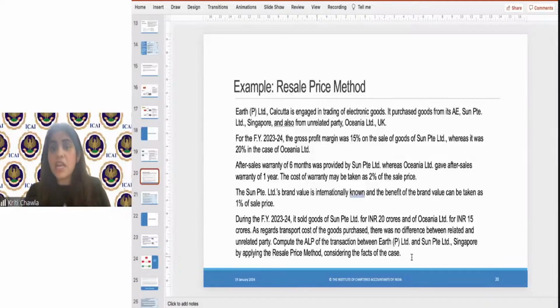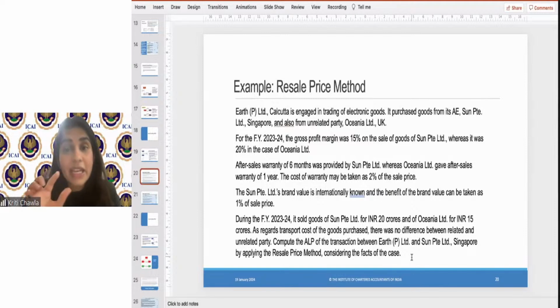particular case. Now we have to apply the resale price method, obviously, because this is a situation of trading companies, and we'll have to make some adjustments also. But first thing that we know is that our margin is 15%. And the comparable margin is 20%. That basically means that our margin should also have been 20% because there are comparable companies in the industry that are also earning 20%. So the ALP should have been 20%. But we need to make some adjustments because the question asks for adjustments also. So let's see how we're going to solve it.